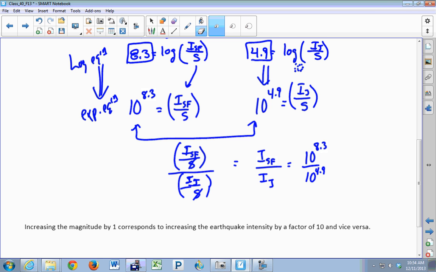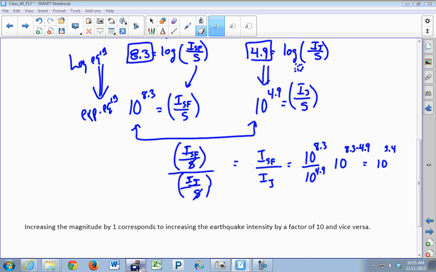So lo and behold, you finally have a reason to use one of your exponent rules that you learned a while ago, and then we reviewed it quickly at the beginning of this year, that when you divide with the same bases, what do we do with the exponents? We subtract them. So this becomes 10 to the 8.3 take away 4.9, which is 10 to the 3.4 if I did my subtraction right. Okay, 10 to the 3.4. So 10 to the third is what number? 10 to the third. 1,000, right? 10 times 10 times 10.